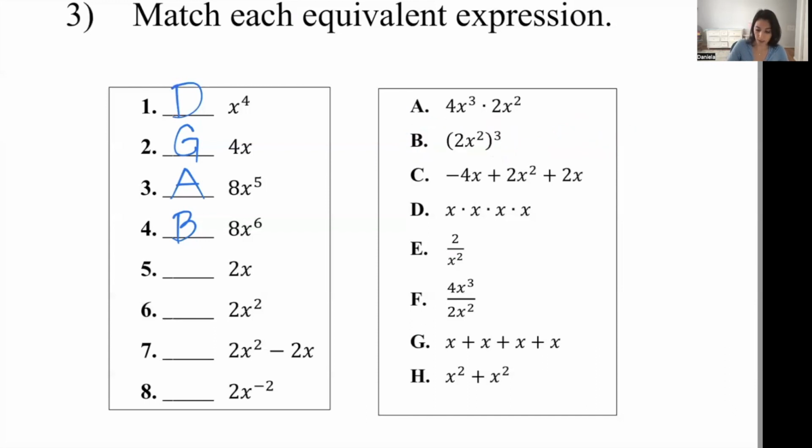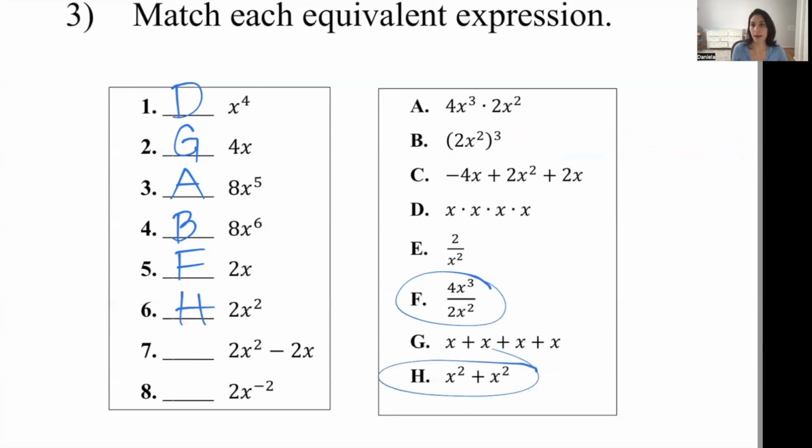Another way you could have done it is, as we talked about earlier, raising something to a power means multiplying the base that many times. So that's 2x squared times itself 3 times, right? And then that becomes product rule where you add up the exponents. 2 plus 2 plus 2 is 6. Number 5, that is going to be f. So that is the quotient rule. 4 divided by 2 is 2. And then the quotient rule says you subtract the exponents.